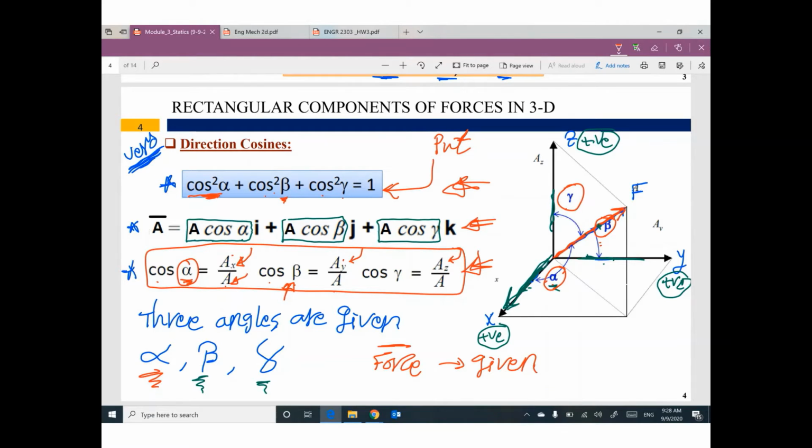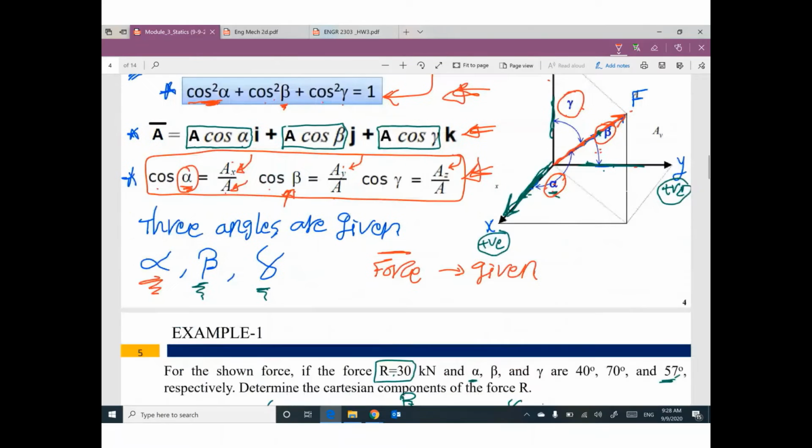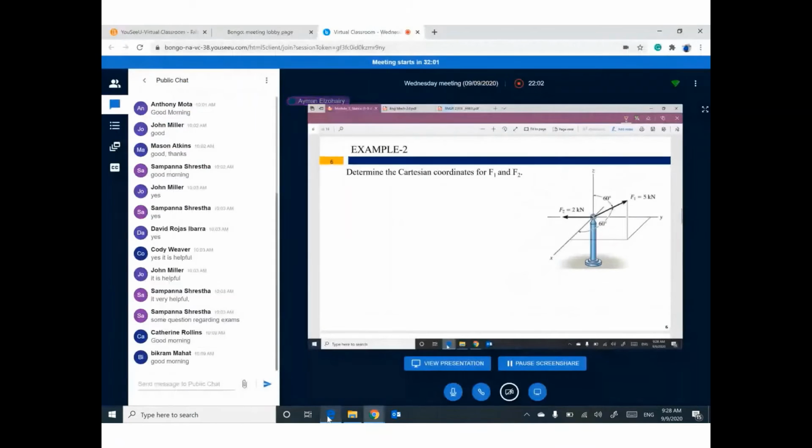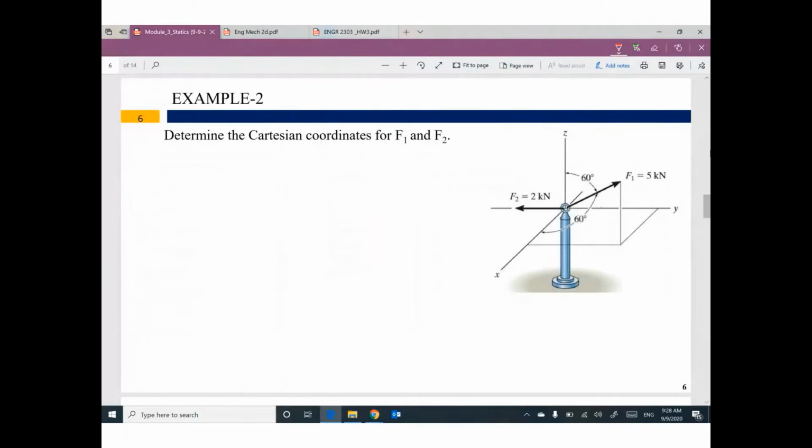This case, we are talking about direction cosines. We are talking about a given force with three angles. The first one between the force and the x-axis, the second one between the force and the y-axis, the third one between the force and z-axis. Let me do one more example. We have two forces, F1 and F2, and we are looking for components of each force. What is the Cartesian coordinate? Means components. What are the components of each force?